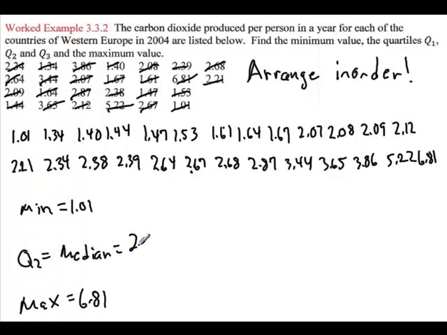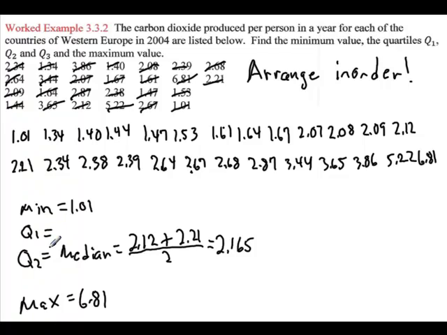2.12, and 14, 2.21. So remember, if there's an odd number, then it's just the middle score, and if it's an even number of data, then we average the middle scores. So let's go to our handy calculator here and take 2.12, add in 2.21, and divide by 2, and I get a median of 2.165.